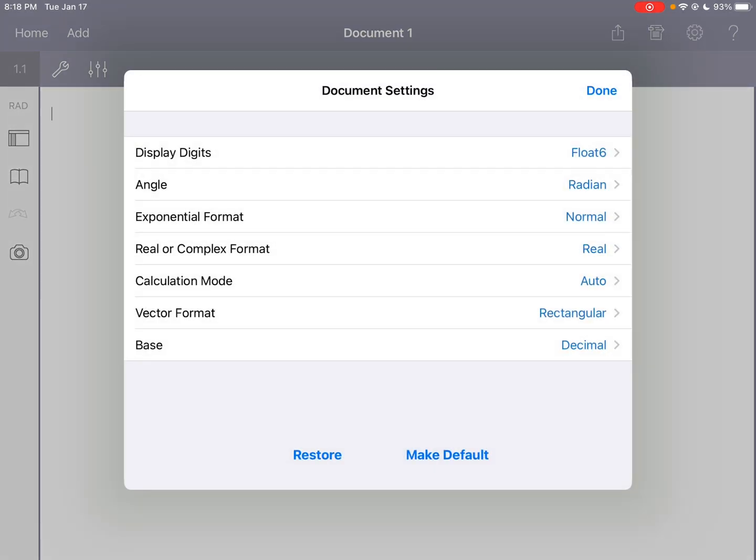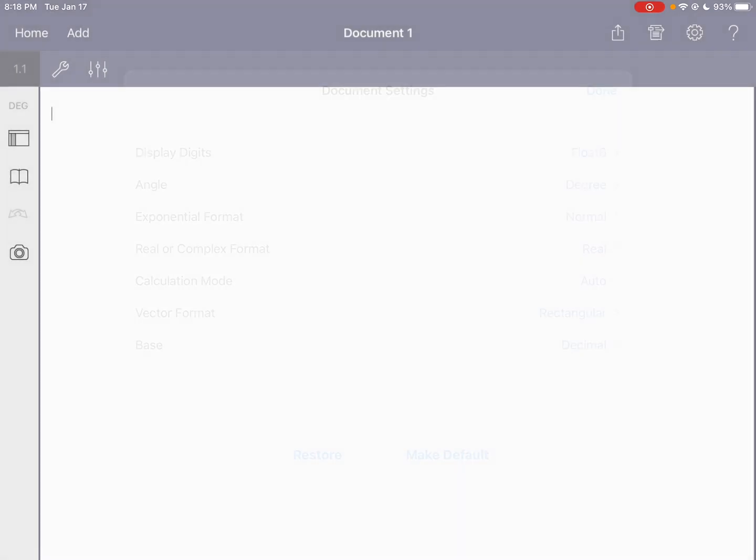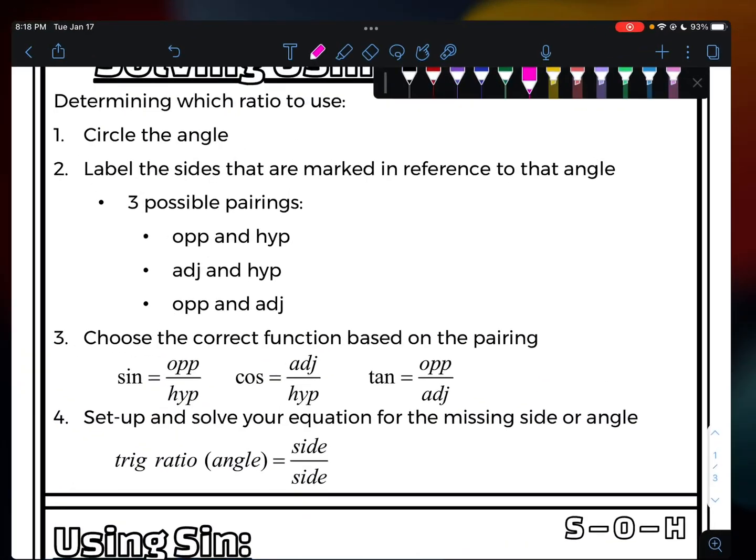If you're using the Inspire app, notice that mine over here under the 1.1 says RAD. So to fix this, we're going to hit this little gear button, and where it says angle, we're going to switch it to degree and then hit done. And now it's switched under that 1.1 to say DEG. If it says radian, you have to change it. If you can't figure out how to change it, come see me and I can help you get that figured out.